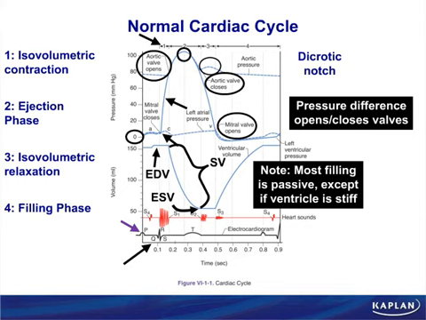Notice that there is very little difference. Very little difference. The graph shows they're identical. That's not true. There is a slight difference, but it's not big. There is very little difference between systolic pressure in the ventricle and systolic pressure in the aorta.